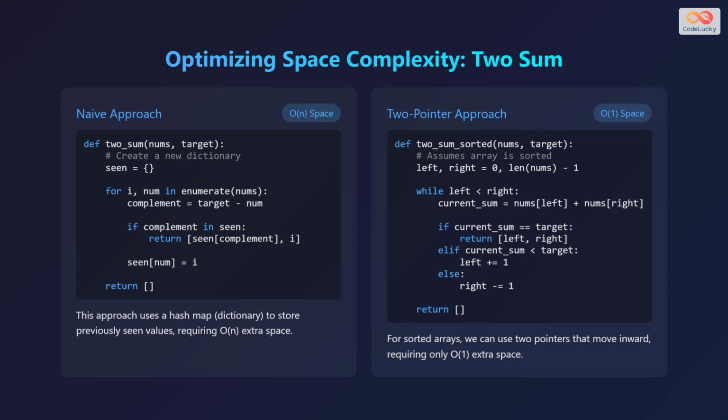For sorted arrays, we can use a two-pointer approach that moves inward, requiring only O(1) extra space. Consider this Python function toSumSorted, which assumes that the input array is sorted. This approach has a space complexity of O(1) because it utilizes only constant extra space.